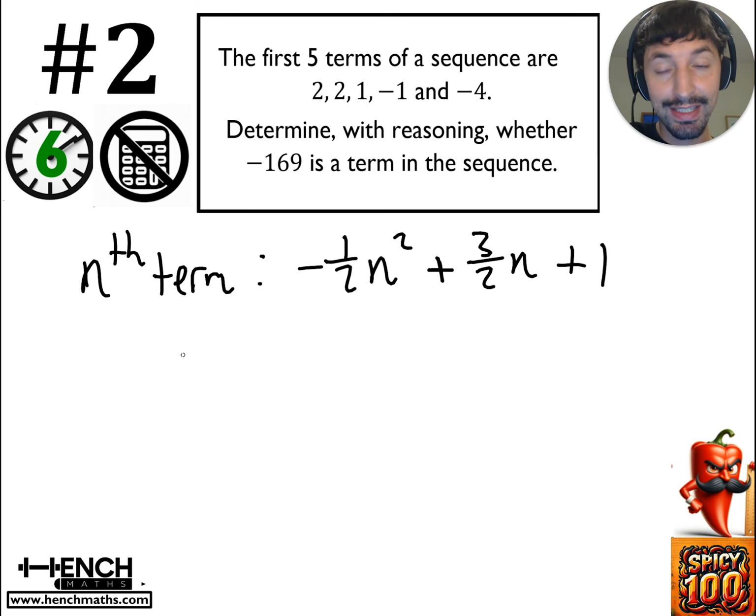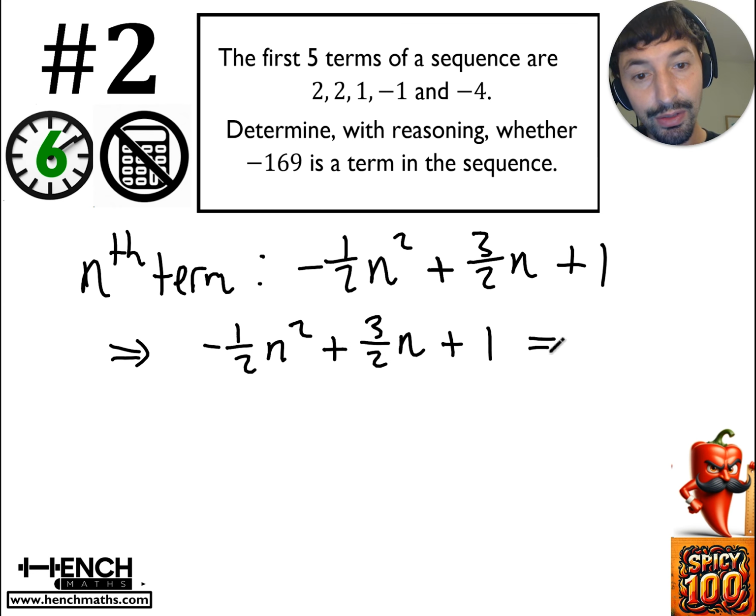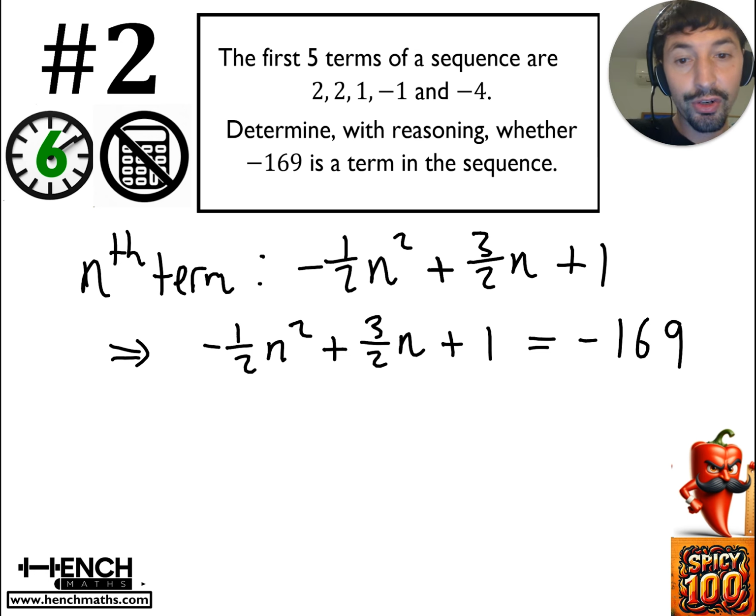The reason being is n is the term number. You've got your first term, your second term, your third term. It cannot be a fraction, and it can't be negative, because it is a natural number. So if we create an equation, negative a half n squared plus 3 over 2n plus 1, and we put that equal to negative 169, it creates a quadratic equation.